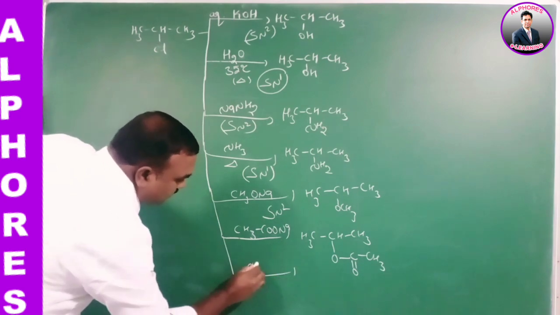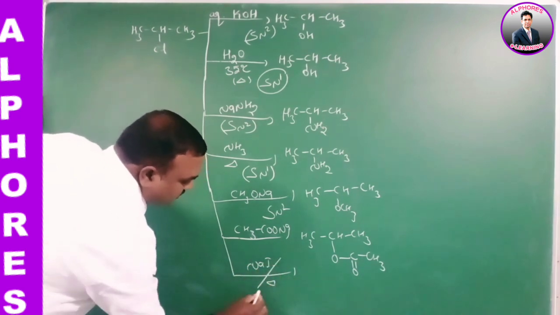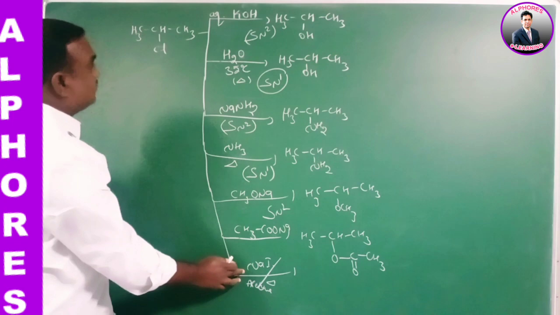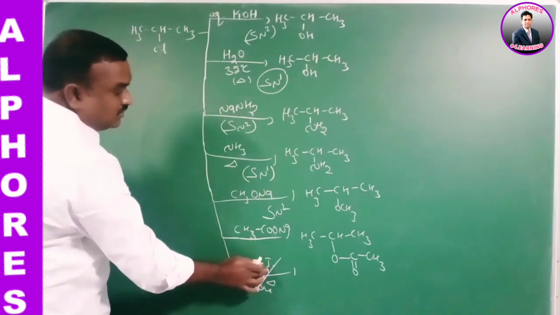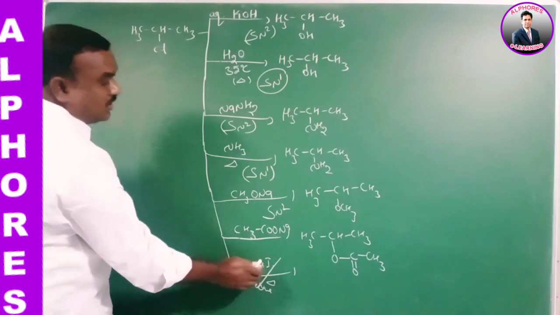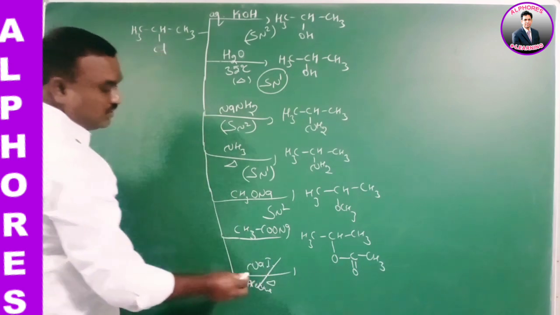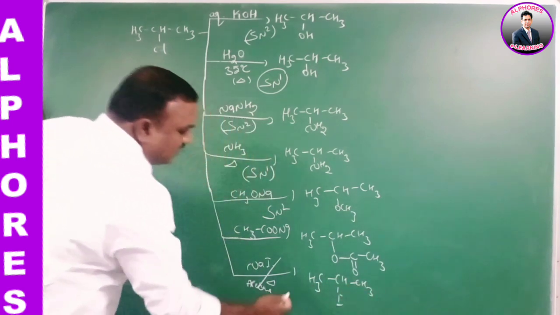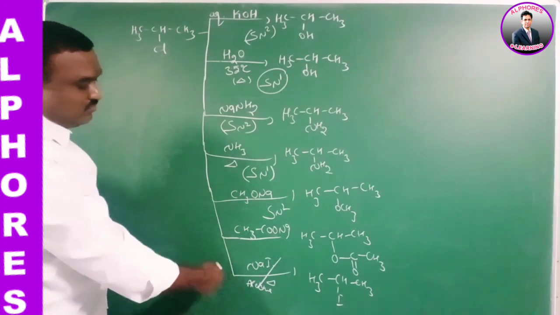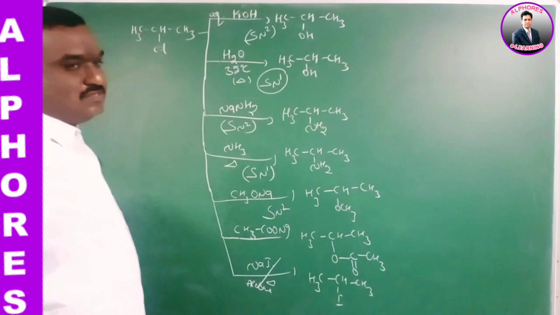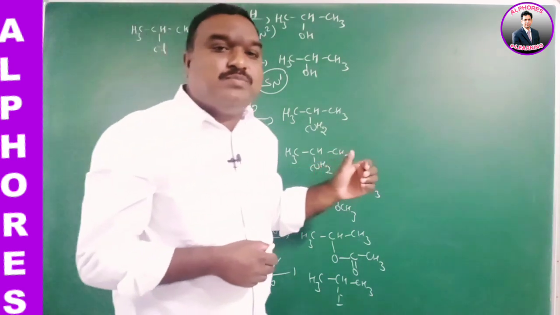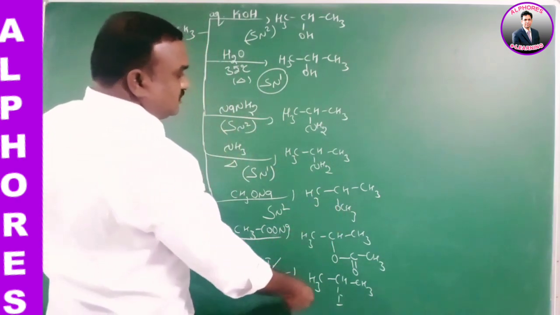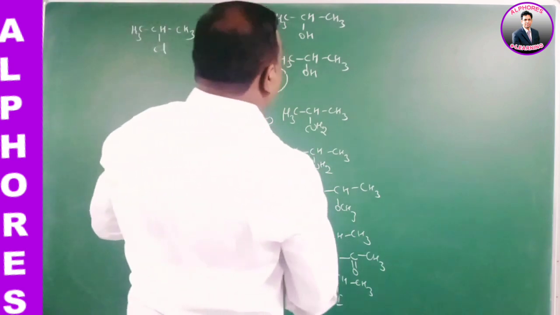For example, NaI in acetone is given. Acetone is given. NaI, the stronger one, is given. Cl is replaced by what? The incoming nucleophile is I minus. The outgoing nucleophile is Cl. So here CHI is given. This is the Finkelstein reaction. Already we have discussed this concept. The Finkelstein reaction is a nucleophilic substitution reaction, a bimolecular reaction. It is the preparation of alkyl halides, again halogen compounds.